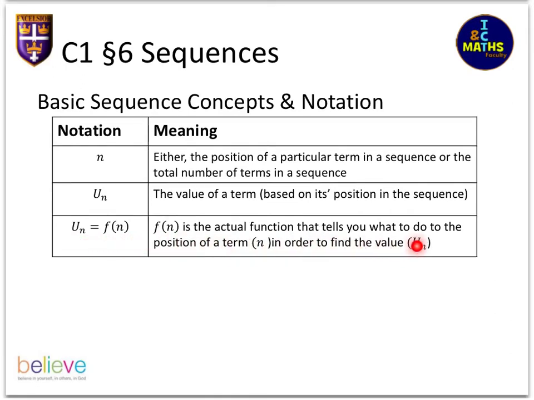And this builds on something you've probably done at GCSE, so I'll just explain this. So this un, the value of the term, is equal to f of n. So some function of n. You do something to n to find the value of the actual term. And this is what you would probably refer to as an nth term expression. So this f of n is an nth term expression.